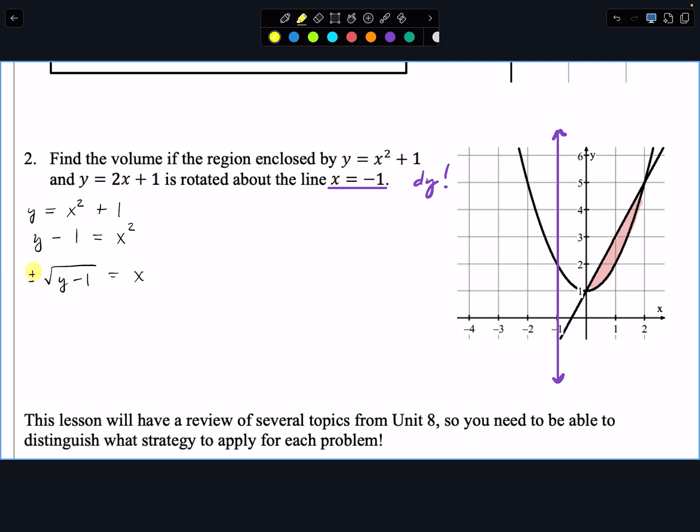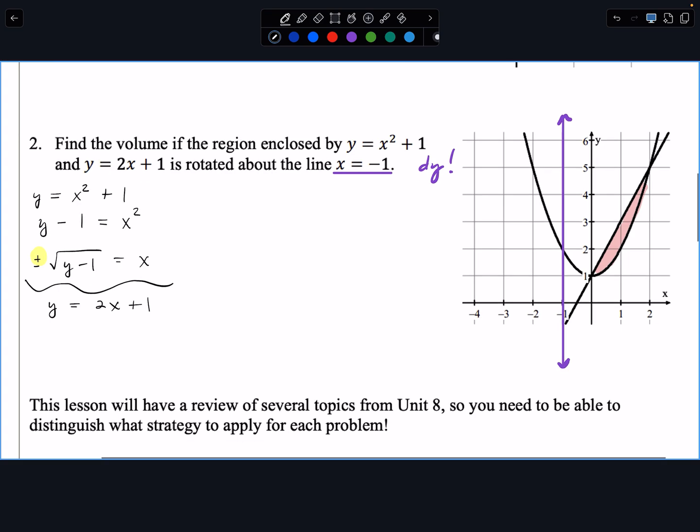Okay. For the other equation, I'm going to subtract 1 from both sides. Divide both sides by 2. Are we okay if I leave it like that, guys? Because aren't I just going to plug this in my calculator anyway, so it doesn't matter? No. Okay. Questions on where those came from?